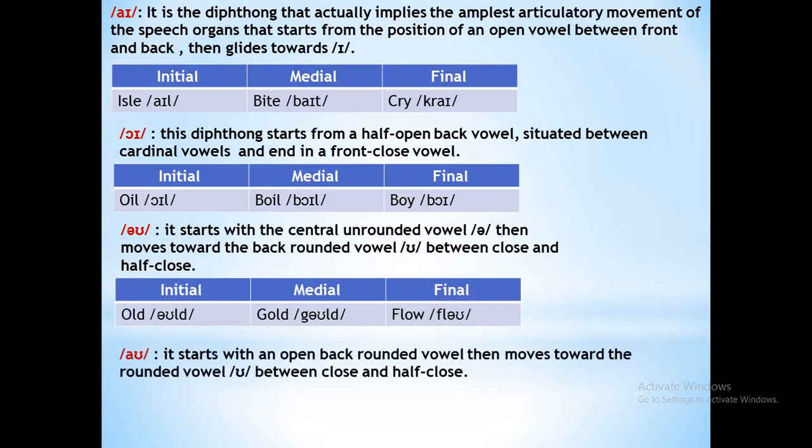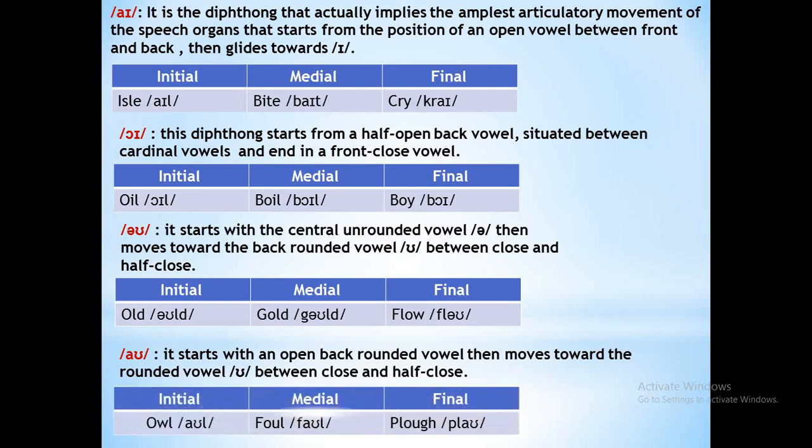And we have also ow. It starts with an open back rounded vowel, then moves toward the rounded vowel between close and half close. We have owl in initial, in middle we have vowel, and we have plow in final.